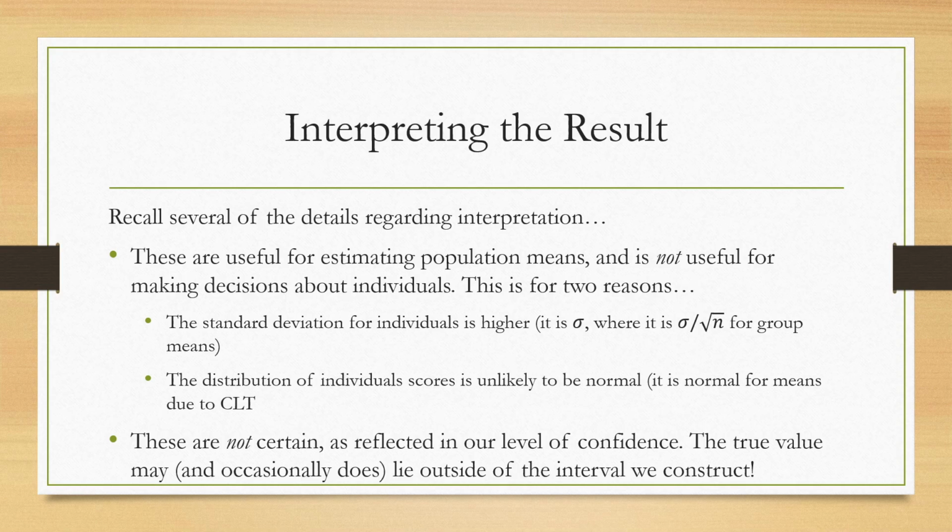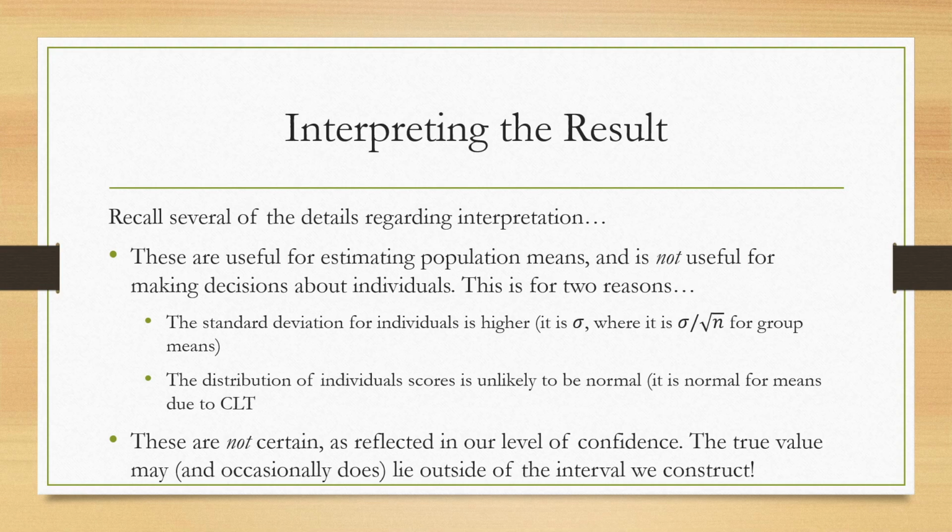The other thing regarding confidence intervals, sometimes we think, hey, we used math to calculate this, and so it's gonna be in there. But remember, confidence intervals are not certain. We'll discuss this in the next slide, but we don't really use 100% confidence intervals. So there's always a chance that something could go wrong, or something could not be in that interval. So this is reflected in our level of confidence, but you need to remember that the true value for the population may and occasionally does lie outside of the interval that we construct with confidence intervals. So it's an important thing to be aware of.